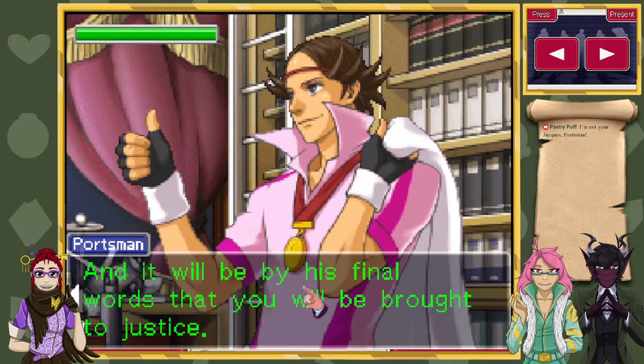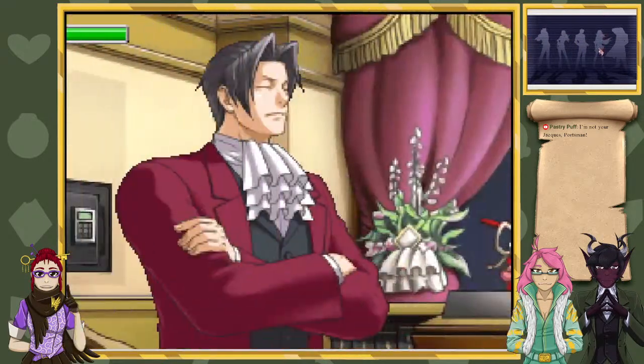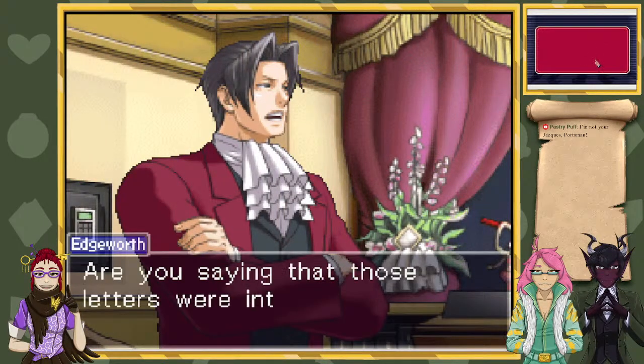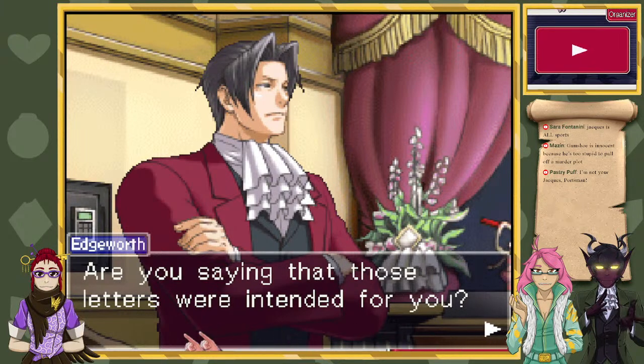And it will be by his final words that you will be... I don't think I care about that. Press. I'm so used to the Steam port of the original that I have to press these arrows on the sides, not the arrows at the bottom. That's what I tried to click, but it was in the click zone of the press button.